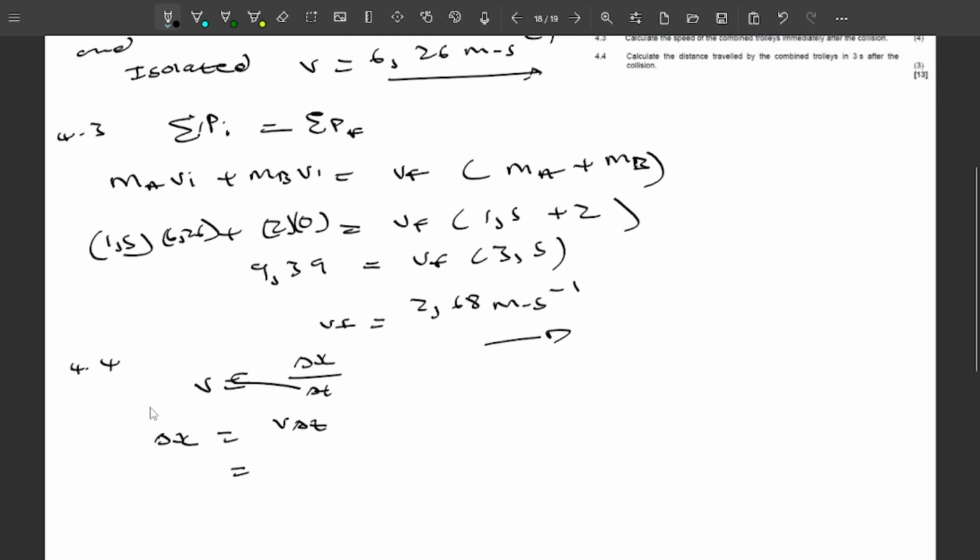Now what is the velocity after the collision that the two objects will be having? 2.68. What is the time? Now the time they gave us, it was 3, not 0.3, it was 3. So the change in x is going to be 8.04 meters. So this is the final answer for the distance traveled by the two combined trolleys.